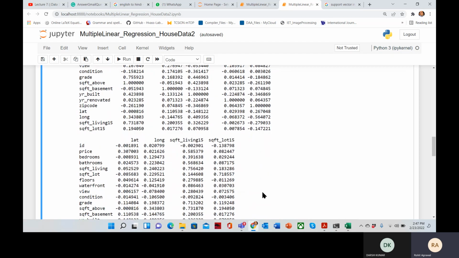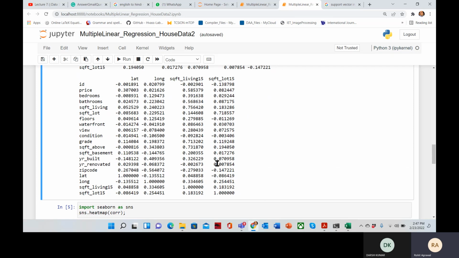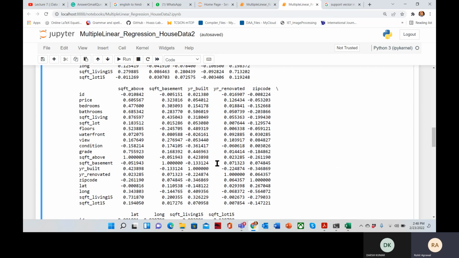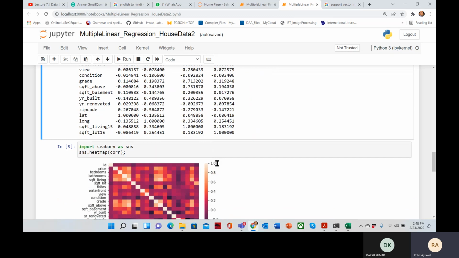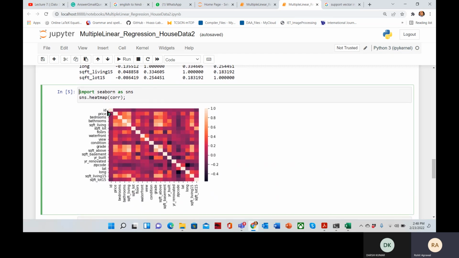Okay, this one. So this is the whole matrix. Now see, reading this whole matrix is quite difficult. So instead of using this matrix, what we can do is plot the heat map of this matrix. Heat map. Okay. So import seaborn as sns and sns dot heatmap. It will just display the graphics of this with different colors.